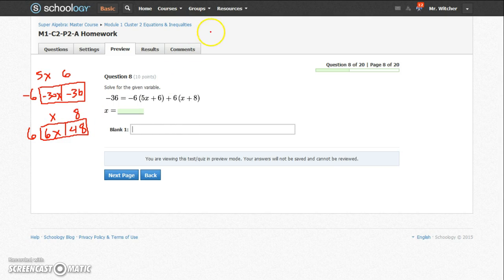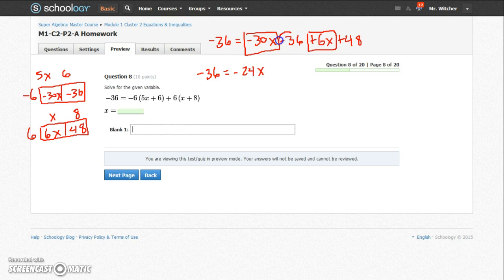And I'll begin to rewrite my equation. So I have negative 36 equals negative 30x minus 36 plus 6x plus 48. And I combine like terms. So here's an x term, positive 6x, negative 30x. So I have negative 36 equals negative 30x plus 6x is negative 24x. And then I have negative 36 plus 48, which is a positive 12.